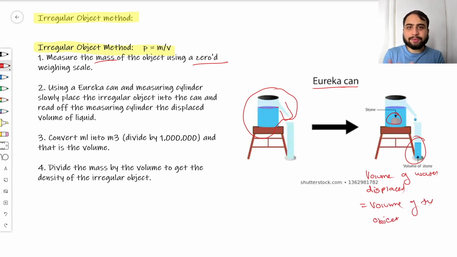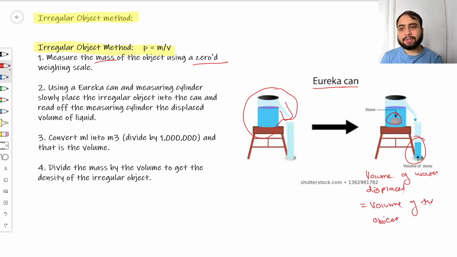And again, you're going to be doing this experiment in your school, so don't worry if you don't really understand it right now. As soon as you see it with your own eyes, it really does make intuitive sense. So the Eureka can was invented by the Greek inventor Archimedes, right? And he came up with this idea when he sat down in his own bathtub and he saw that the level of water rose as he sat down. So we're using that exact same principle here.